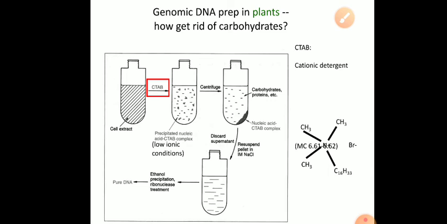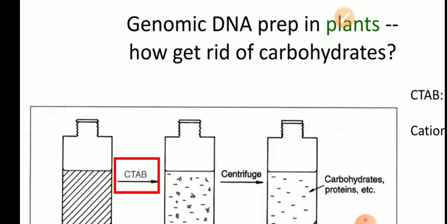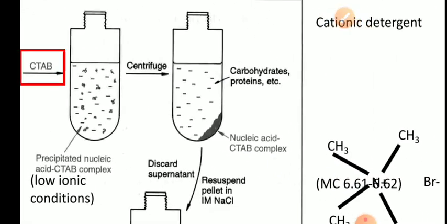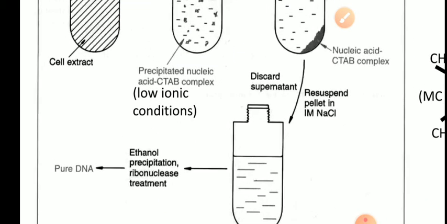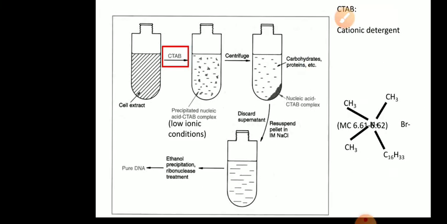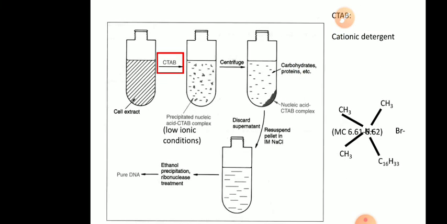Now we've discussed how to isolate DNA from bacteria. If you want DNA from plants, then you have to use some strong detergents like CTAB. It's a strong cationic detergent which will help you in breaking the cell wall and cell membrane, and the rest of the steps are most of the time the same.